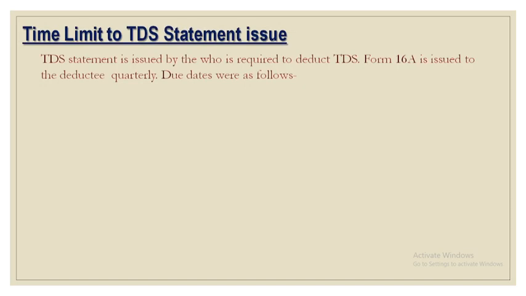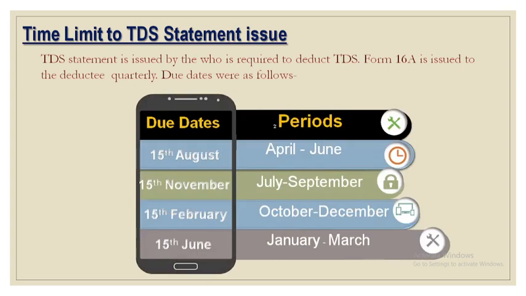Time limit to issue TDS statement. The TDS statement is issued by the person who is required to deduct TDS. Form 16A is issued to the deductee quarterly. Due dates are as follows.